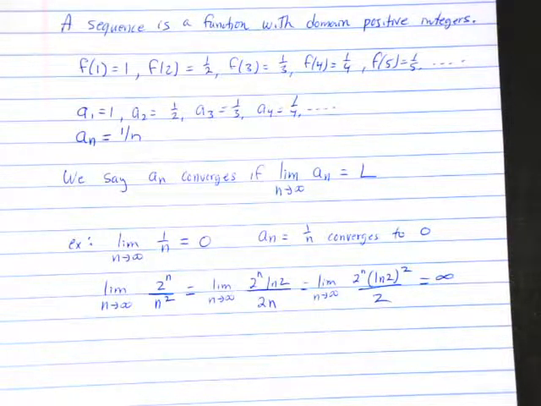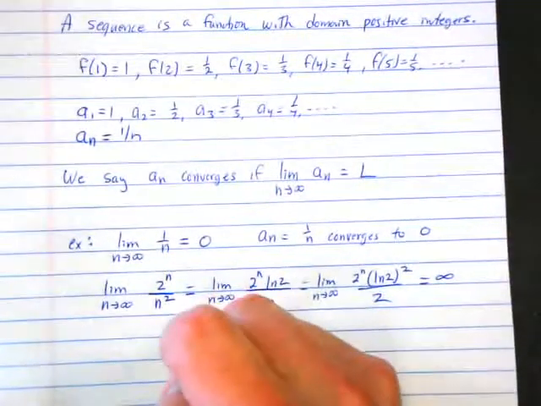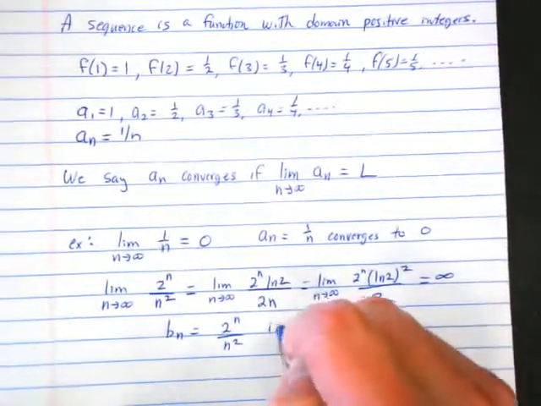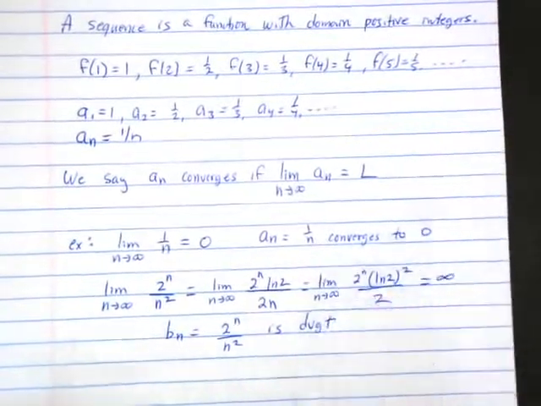Sorry, I thought it was product rule, but it's not. It's not product rule because ln2 is just a number, so I don't need product rule. So we would say b sub n, which is the sequence 2 to the n over n squared, is divergent.